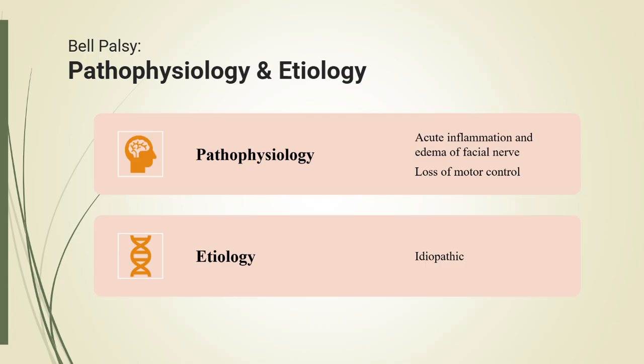Nursing priorities for Bell palsy include eye protection, maintaining oral hygiene, supporting eating and drinking, reducing anxiety, and helping the patient adjust to temporary facial asymmetry. Most patients recover completely, especially with early treatment, but emotional support and patient education play an important role during the recovery phase.